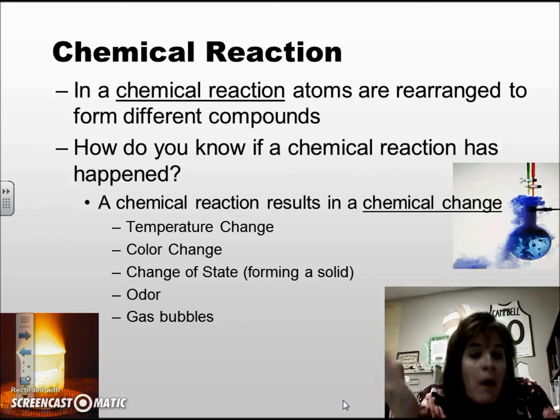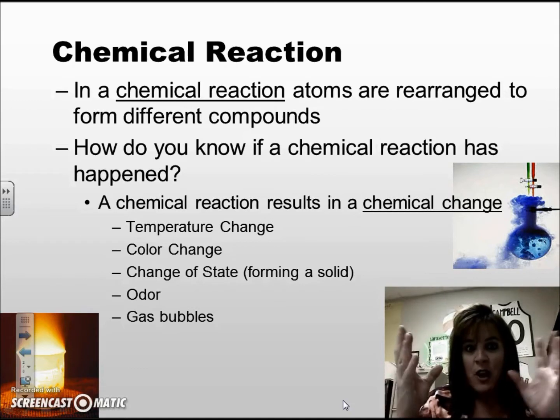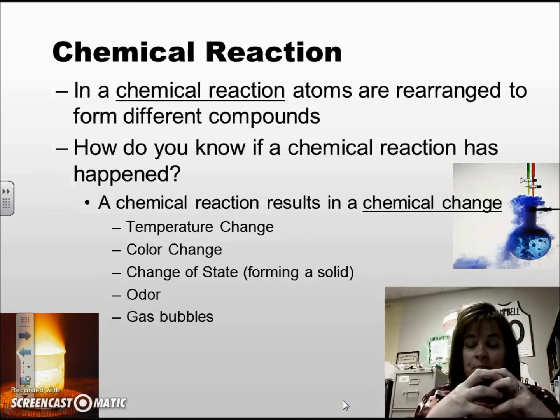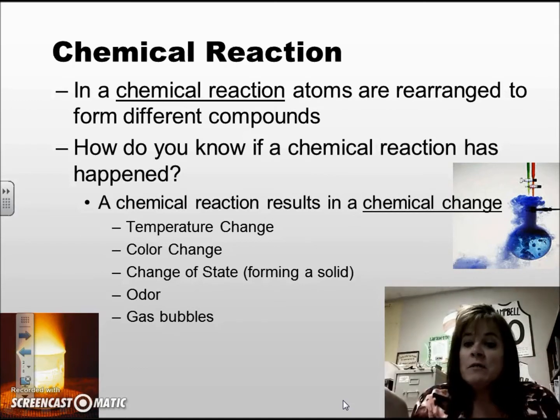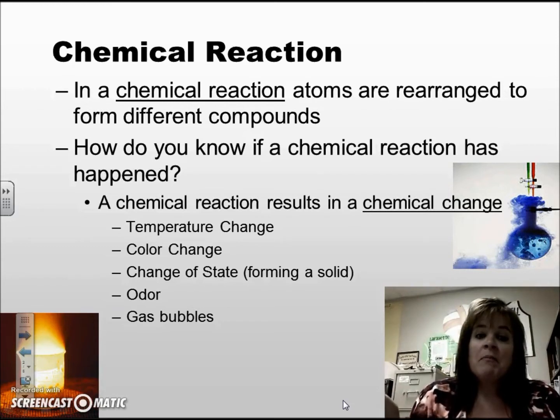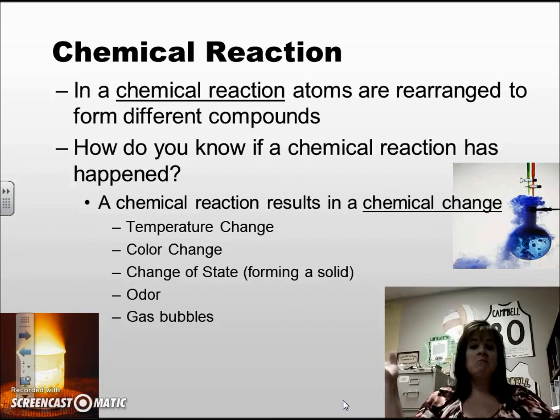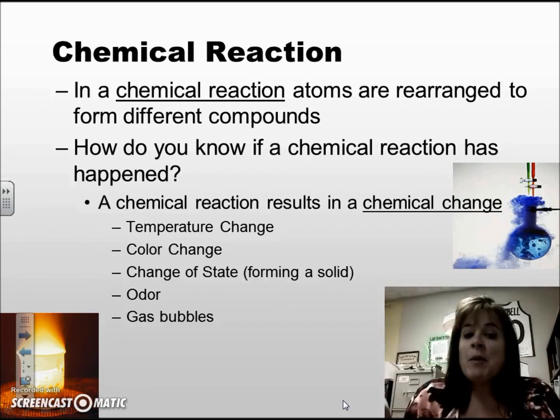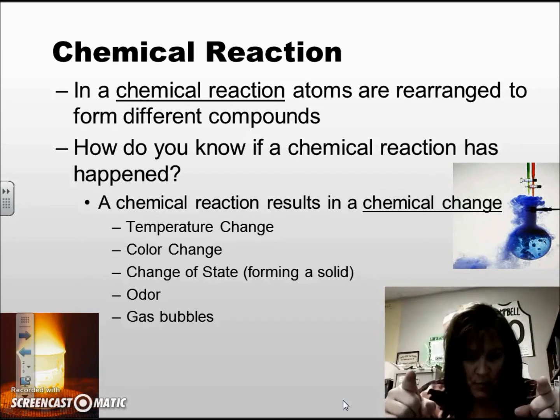Maybe change of state, right? The same thing happened in that lab. Before we actually put it over the Bunsen burner, we saw two liquids form a solid. Maybe odor, if it starts to smell funny. Or gas bubbles. Or maybe something burns. So if it's a chemical change, there's a chemical reaction.